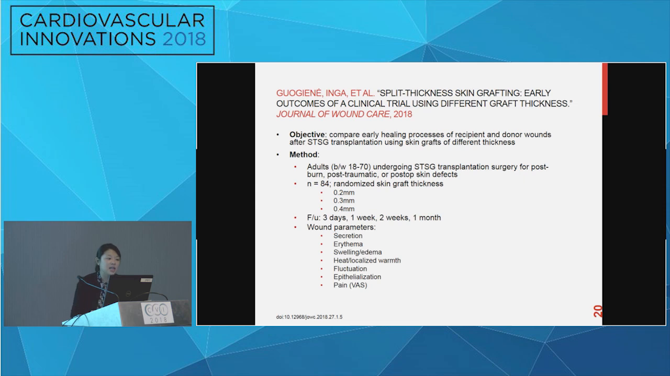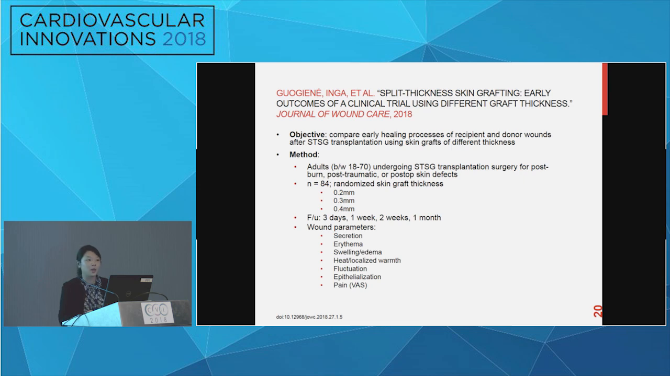So I was just looking at this study published in 2018 by Geogene et al. They looked at the different thicknesses of split thickness skin grafts and how they would take, and how it affected the rate of epithelialization, pain, and that kind of stuff. They had adults between the ages of 18 and 70 who were undergoing this transplantation for a number of etiologies: post-burn, traumatic, or post-op skin defects. They got 84 patients and randomized them into 3 groups: 0.2, 0.3, and 0.4 millimeter split thickness skin grafts.